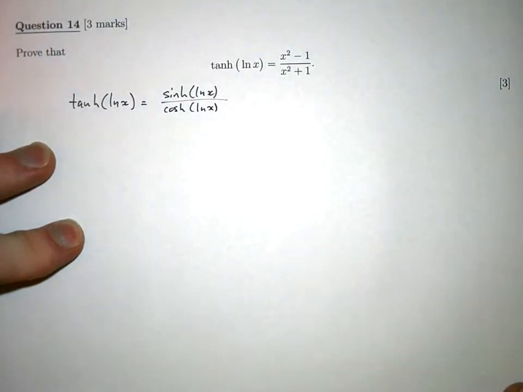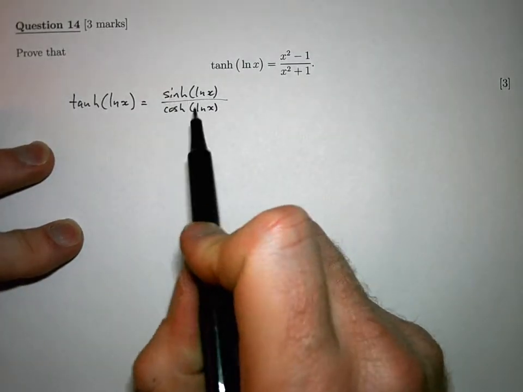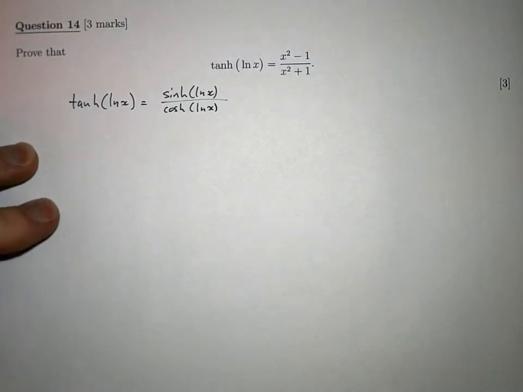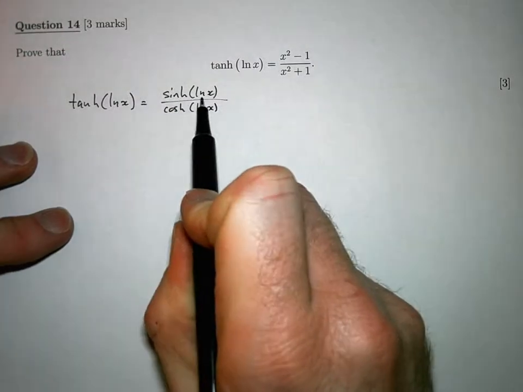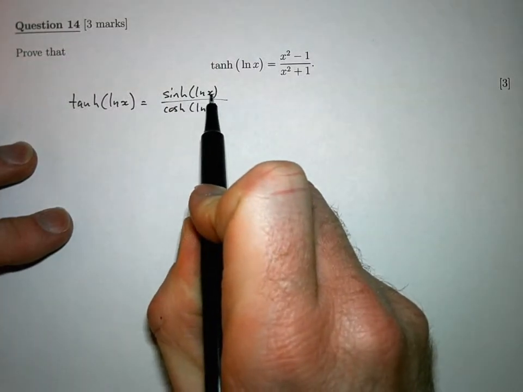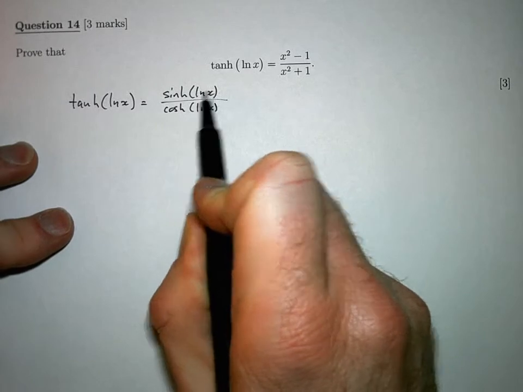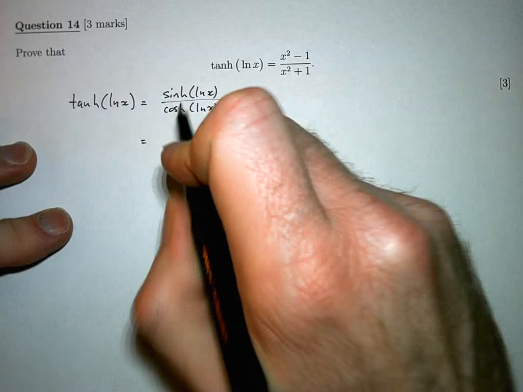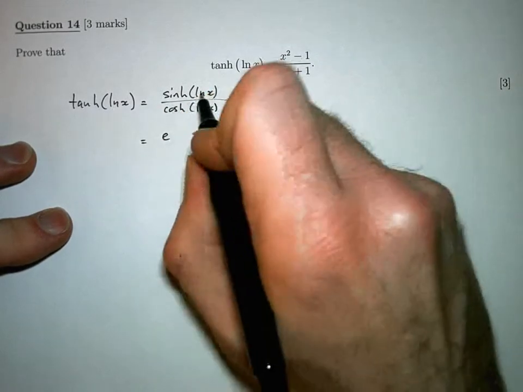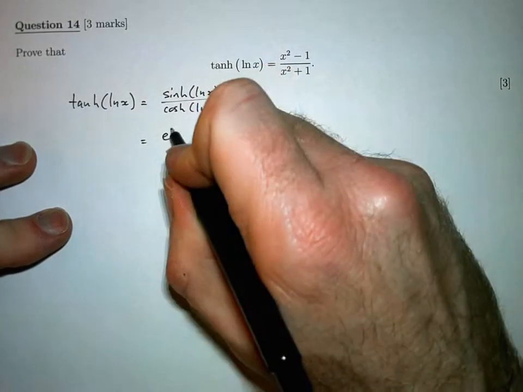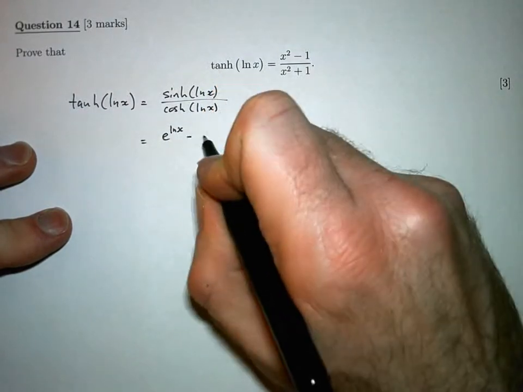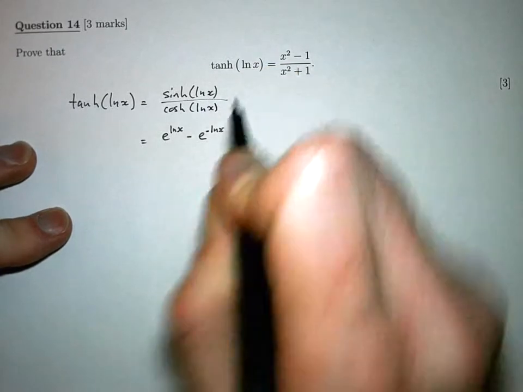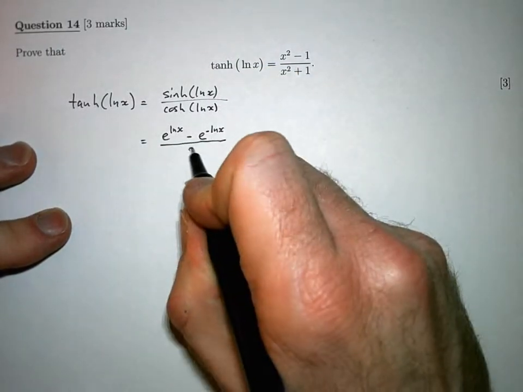Now you need to know the definition of hyperbolic sine. Well, remember, hyperbolic sine of x is simply e to the x minus e to the minus x all over 2. Here, of course, we don't have hyperbolic sine of x. We've got hyperbolic sine of log of x. So wherever we had x in our original definition, we now need to substitute it with log of x. So this is equal to e to the whatever's in here, so that's log of x, minus e to the minus whatever's in here, so that's log of x, all over 2.